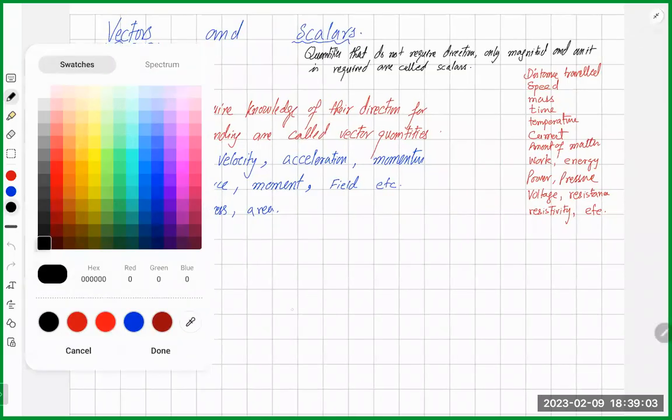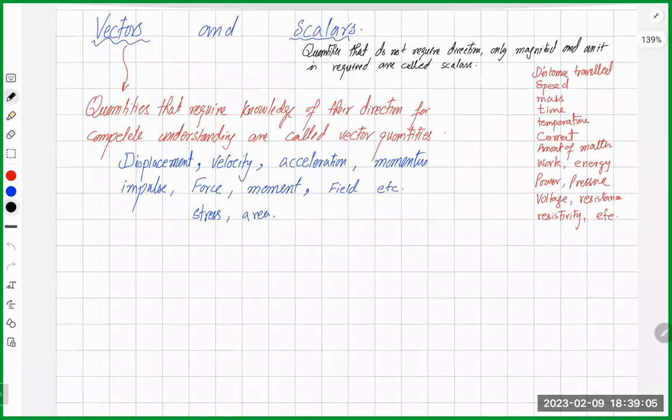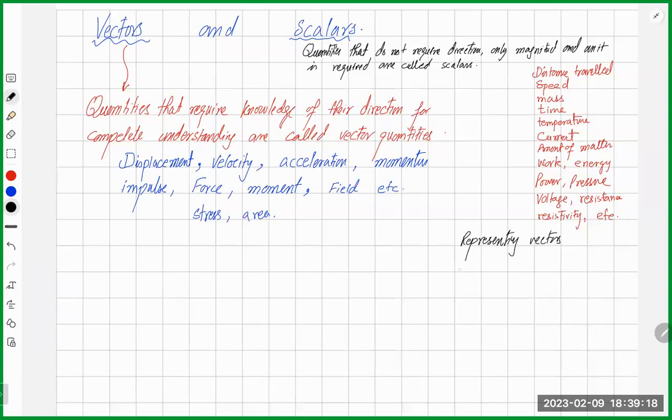Okay, last time we started about vectors. Today we'll be describing, in today's lesson, representation of vectors, addition and subtraction, and components of vectors. Okay, we'll be trying to cover these things in today's lesson.